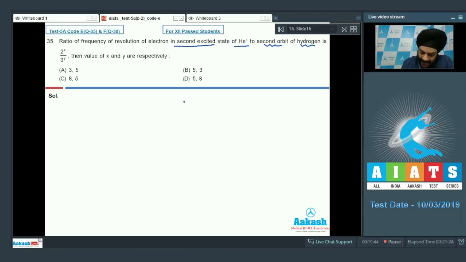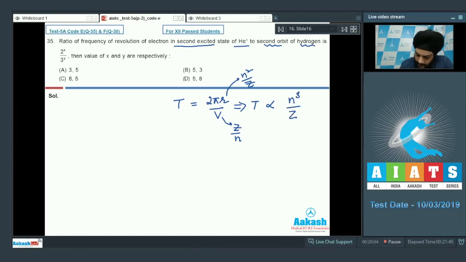So students, we know that the time period is given by 2 pi r by v. And if we talk about the proportionality of time period with n and z, we can see that r is proportional to n square by z, whereas v is proportional to z by n. So the time period comes out to be proportional to n cube by z square. And frequency is the inverse of time period, so it will be proportional to z square by n cube.